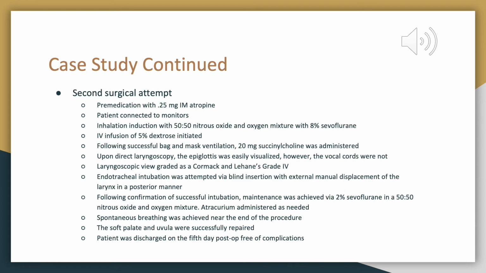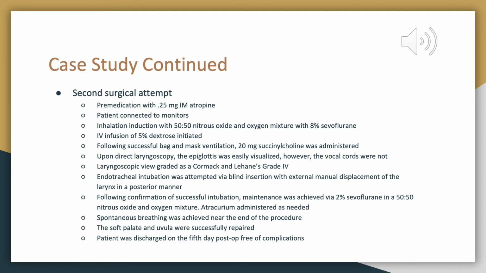So, after 12 months, the second surgical attempt was made, again to fix the U-shaped palate. The patient was connected to monitors and pre-medicated with 0.25 milligrams of IM atropine. Inhalation induction was initiated with a 50-50 nitrous oxide and oxygen mixture with progressive introduction of sevoflurane up to 8%. Following successful inhalation induction, an IV was placed and a 5% dextrose infusion was initiated. 20 milligrams of acetylcholine was administered to aid in laryngoscopy.